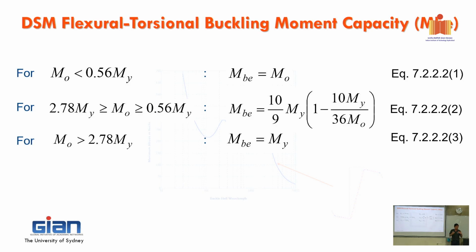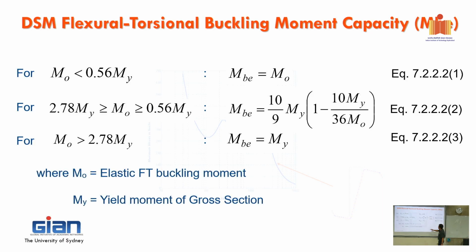Remember, this is member capacity, right? Nothing to do with section capacity. We'll talk about that later. Right. So this one, the elastic buckling moment, you can find that in the standard. And this is the yield moment, of course, you can calculate easily. Just from that, you got the two of them. Plug into those 3 equations depending on where it sits. If it sits in here, then you're using that equation. Otherwise, you're going to use a different equation in here. All right, straightforward. That is member capacity.